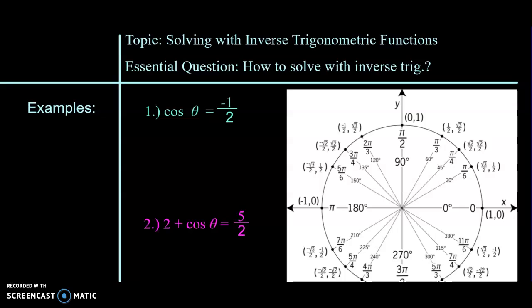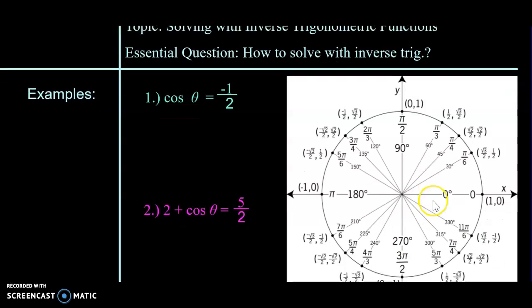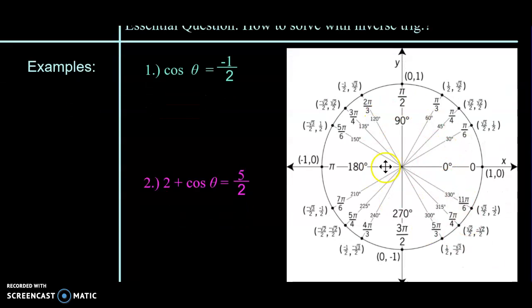We are here going to be doing solving with inverse trig functions. With this, you're going to use your unit circle. Make sure you have your original unit circle, or if not, you could use this one right here within the presentation. Just make sure you have it open so that you can reference it.